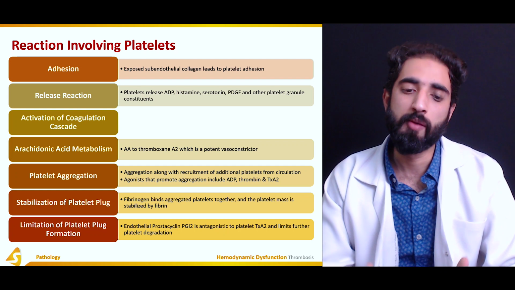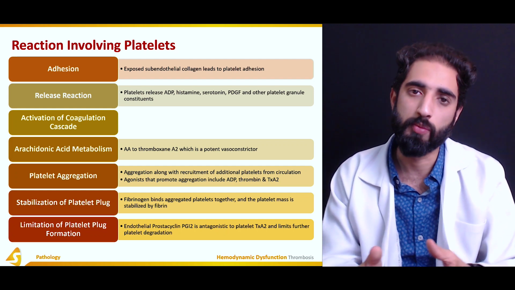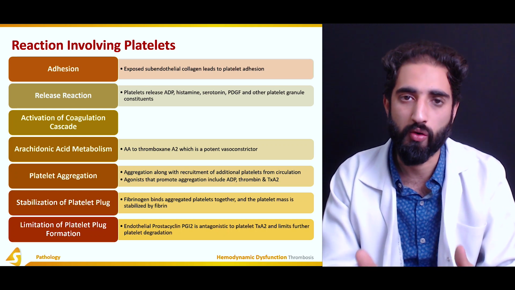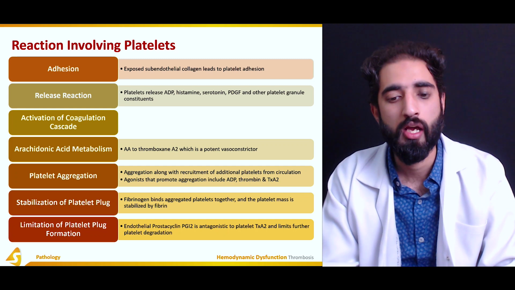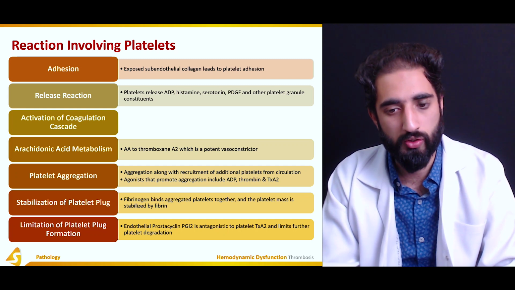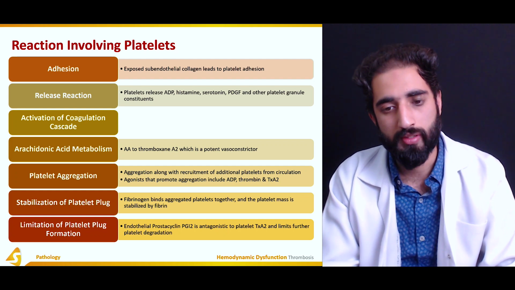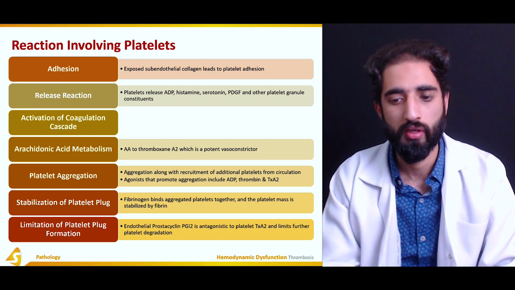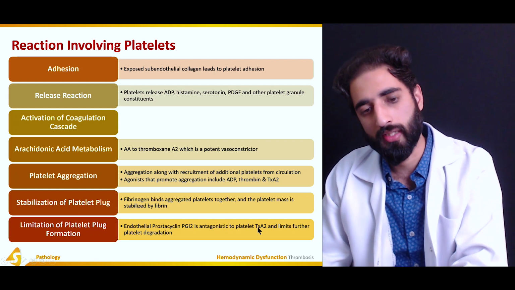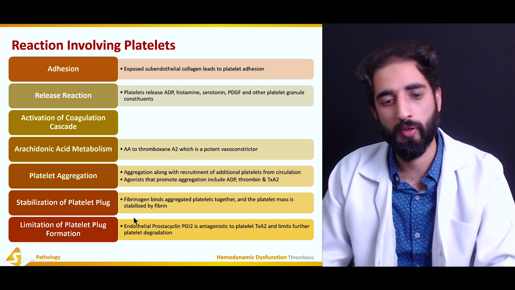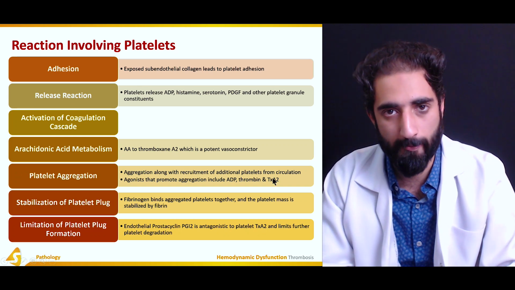At the end, there is limitation of platelet plug formation because it needs to be modulated, it needs to be controlled because it should not be excessive. So that is done by the endothelial prostacyclin PGI2, which is antagonistic to platelet thromboxane A2 and limits further platelet aggregation. And that platelet thromboxane A2 was responsible for platelet aggregation, as we just saw in this step.